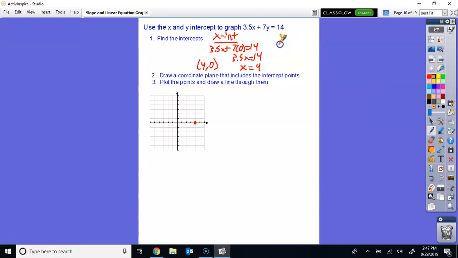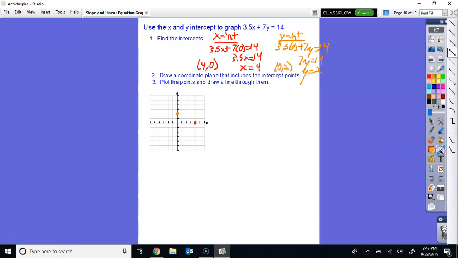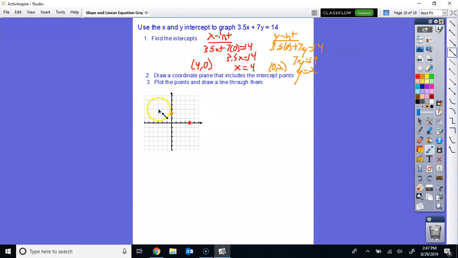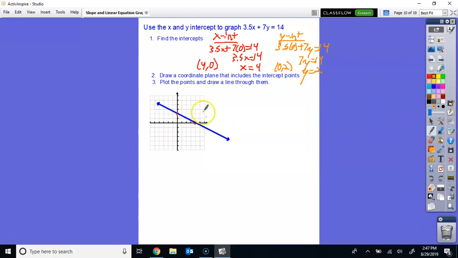Then I plug in 0 for x to get my y-intercept. You end up with 7y equals 14. Divide by 7, you get 2. (0, 2) would be my y-intercept. Again, giving you a line that now you could use if you needed to find more points, which are solutions to this equation.